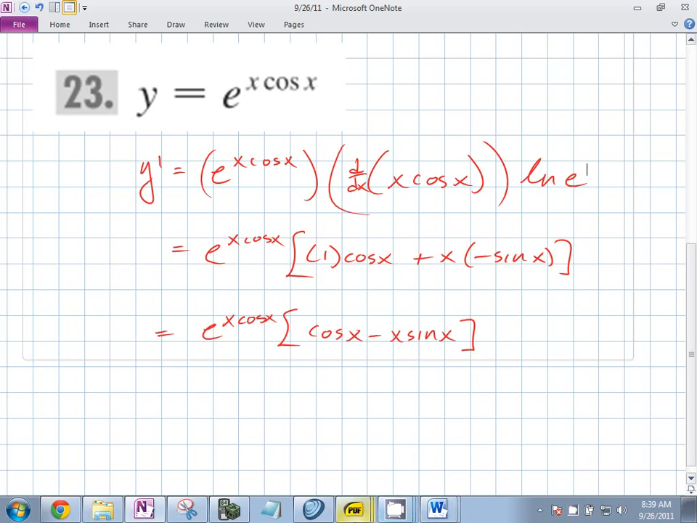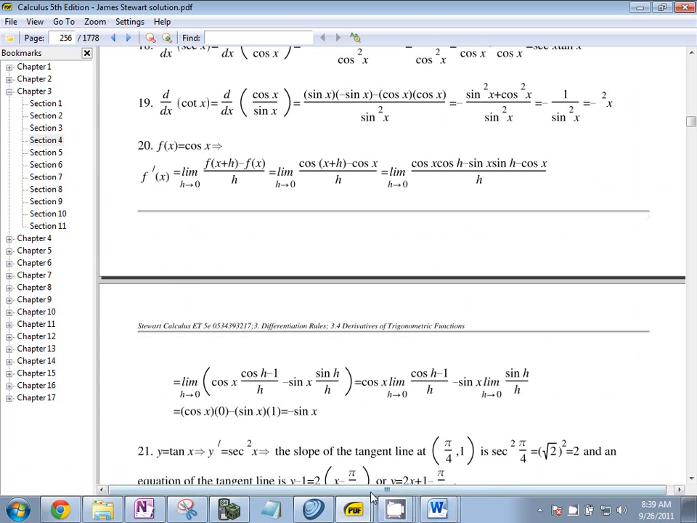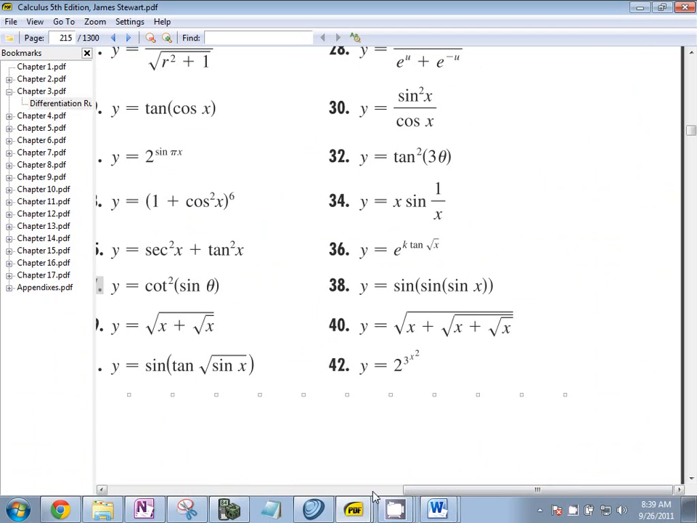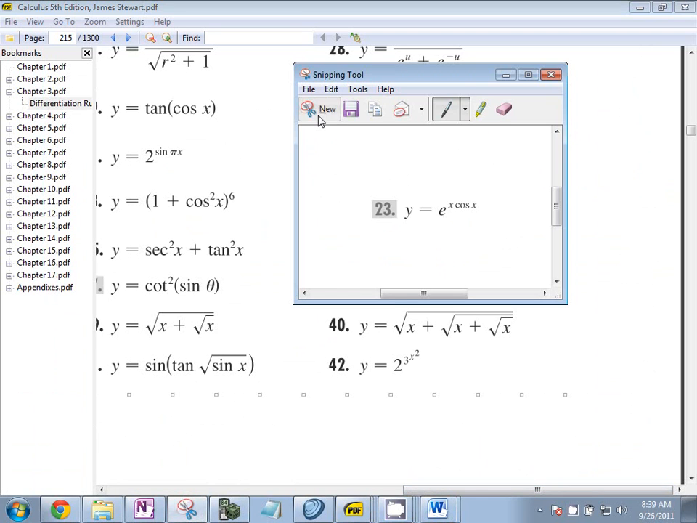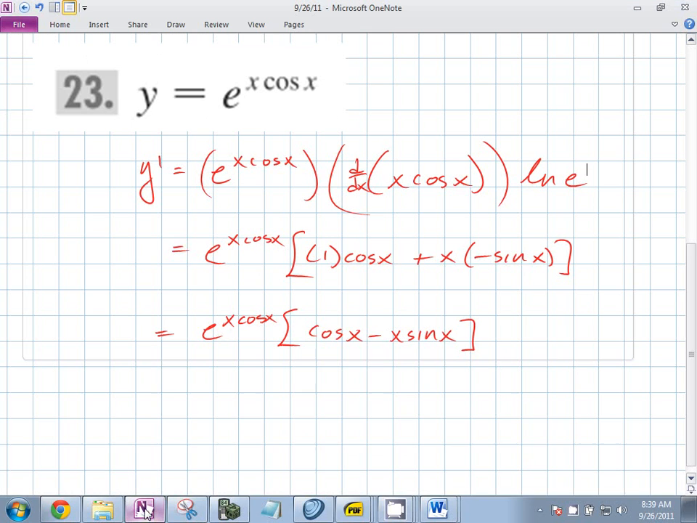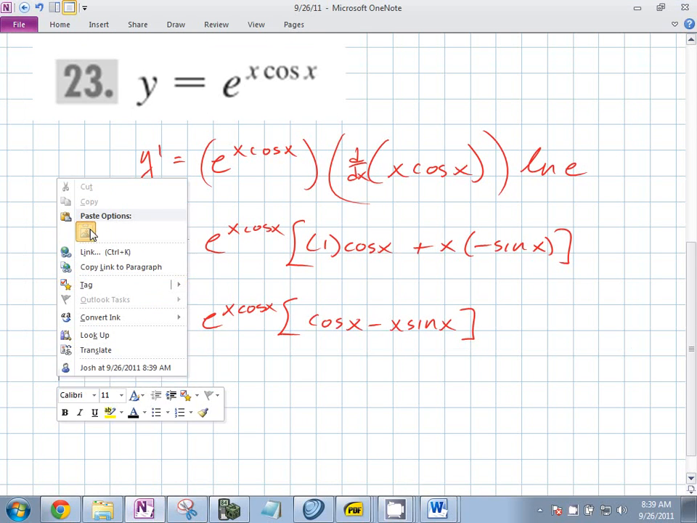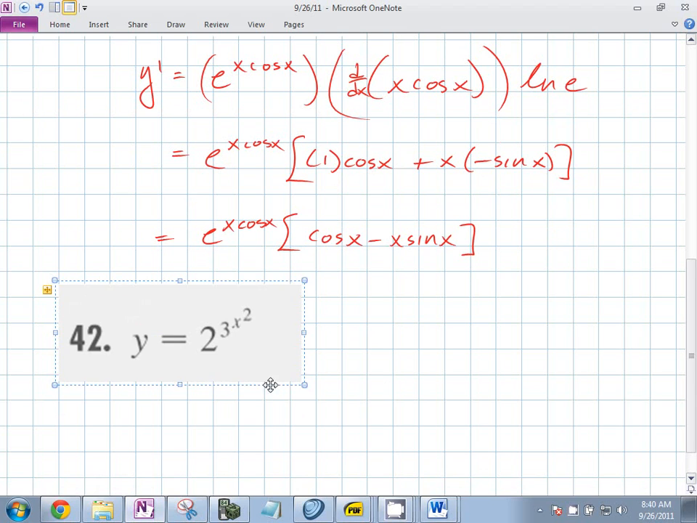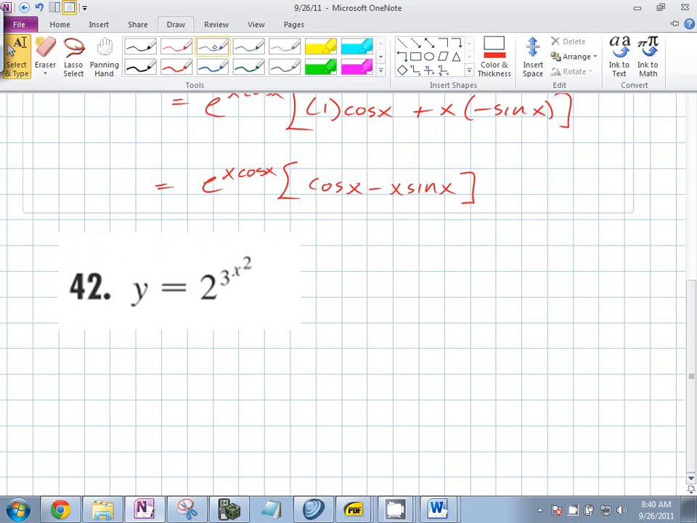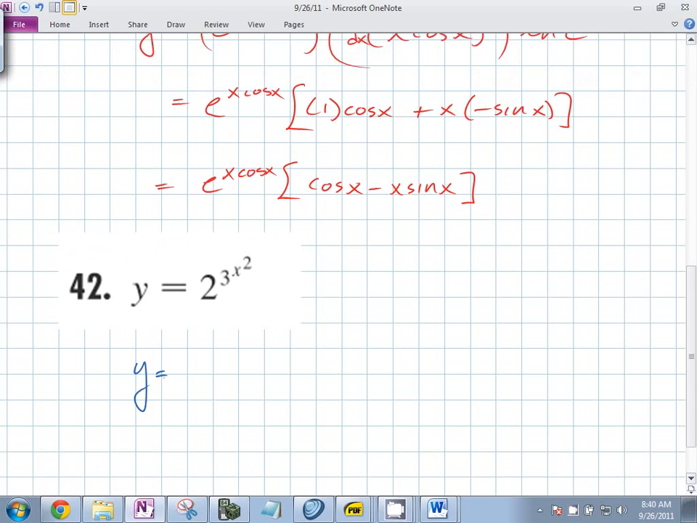Can I? Go ahead, yep. 42. Yeah, that's the last one. Oh, cool. Very neat. So it's 2 to the 3 to the x squared. Is it as straightforward as it looks? Okay. So how do you think you should attack this?